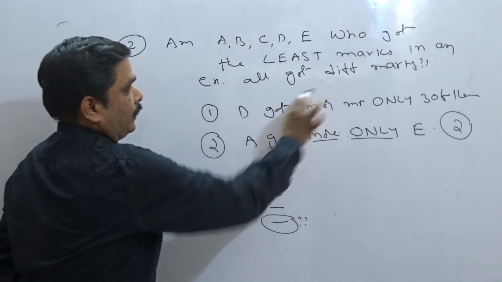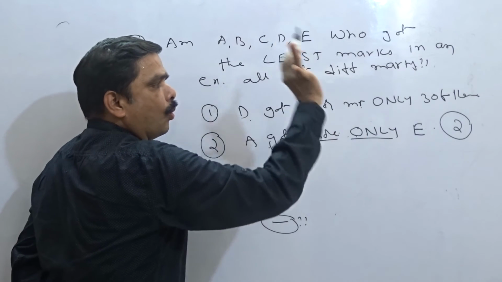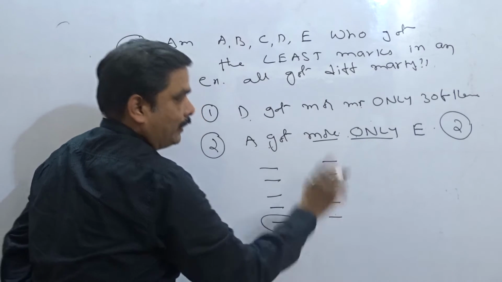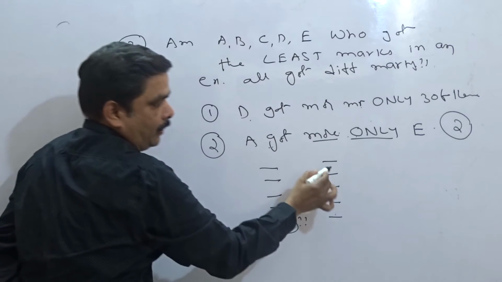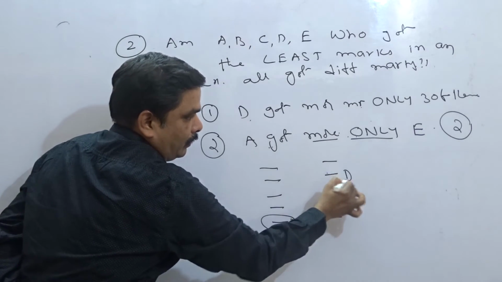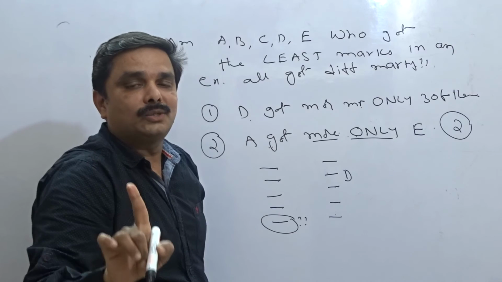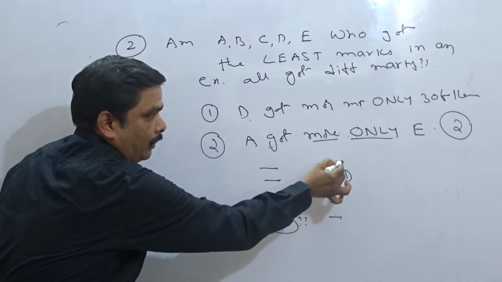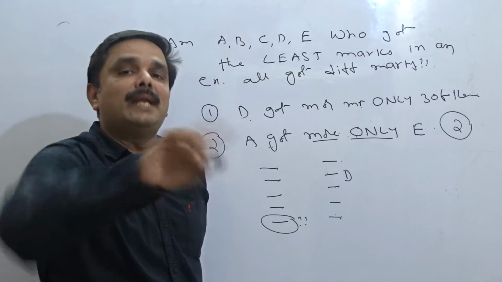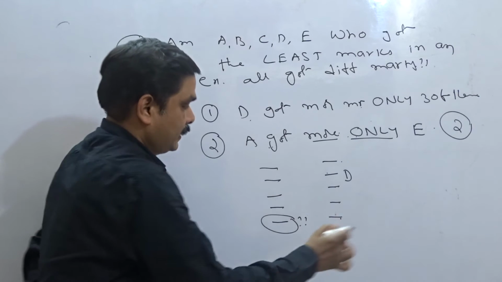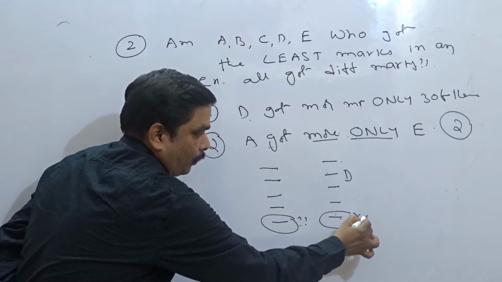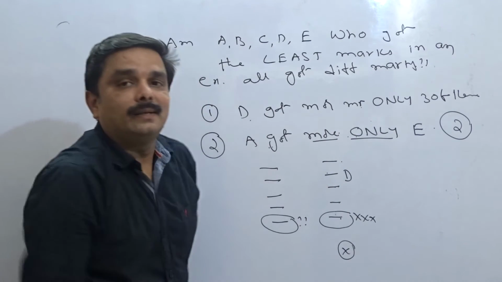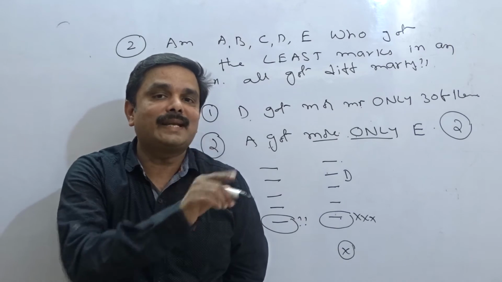Now, the first one. D got more marks than only 3 of them. So, 1, 2, 3, 4, 5. D got more marks than only 3 of them. 1, 2, 3. The implied meaning is D got less marks than the remaining 1 person. But I don't know who will come here and who will occupy this place. Maybe in any order. For that reason, I cannot say who will occupy this place. Your answer is with 1, I am not able to answer. But this is not all. You need to go for the second one also, right?